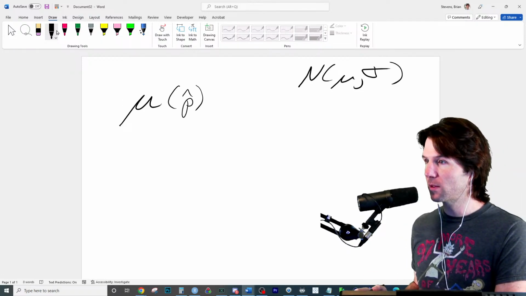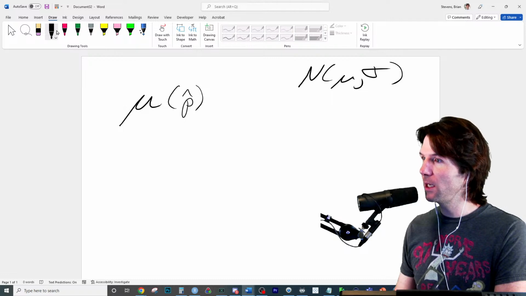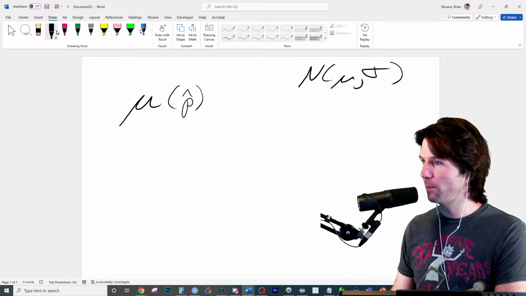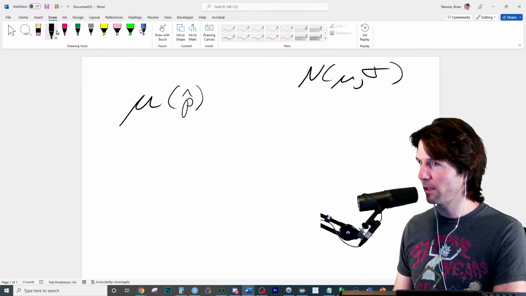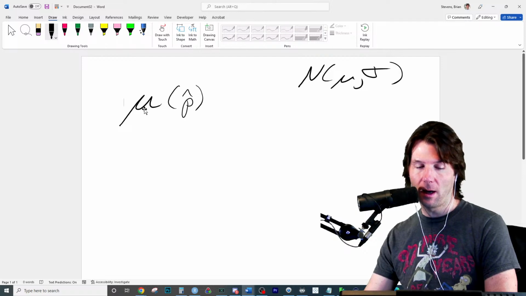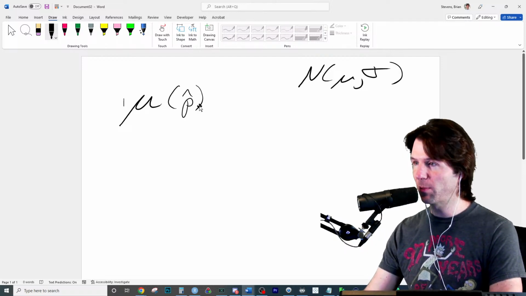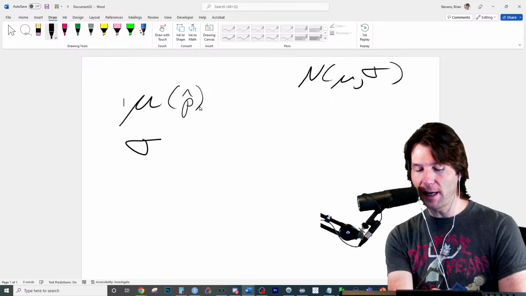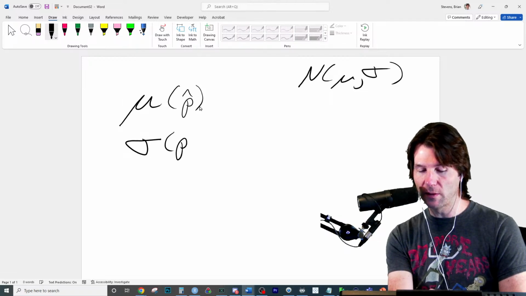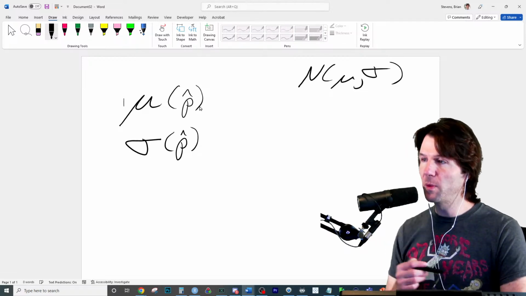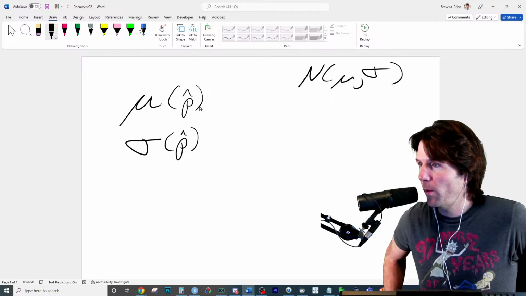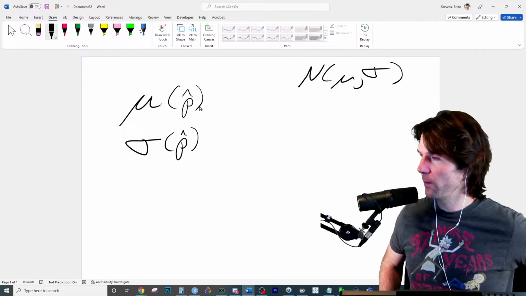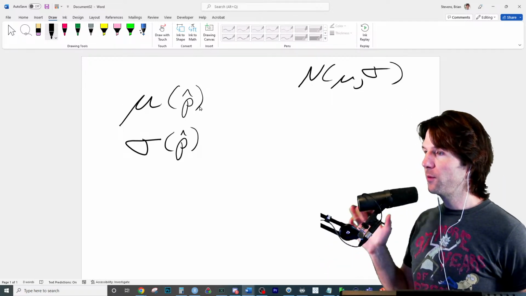So this stands for the mean of the sampling distribution of the sample proportion. Does that make sense? The mean of the sampling distribution of the sample proportion. This is the standard deviation for the sampling distribution of the sample proportion. Because if you were to go out and I were to tell you, think about this question, you ready?